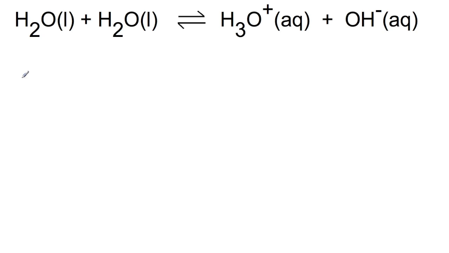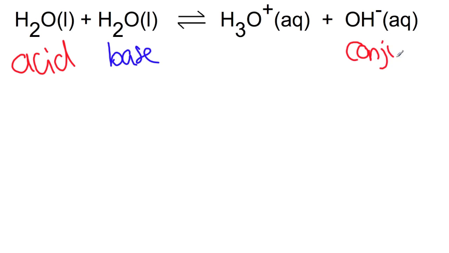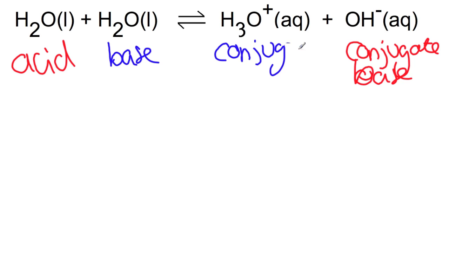Water is a special compound in that it can act as both an acid and a base. Here we have the auto-dissociation of water, where one water molecule is acting as an acid to lose an H+ and to form its conjugate base, OH-. Another water molecule is acting as a base and through its lone pairs is accepting a proton to form its conjugate acid, the hydronium ion.